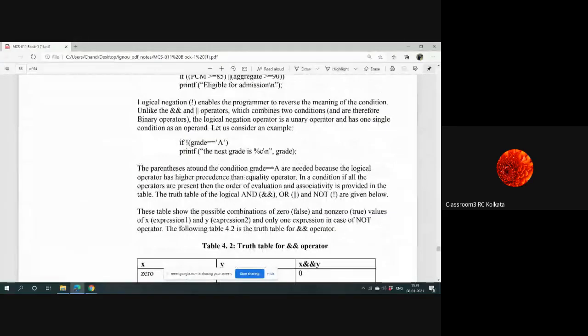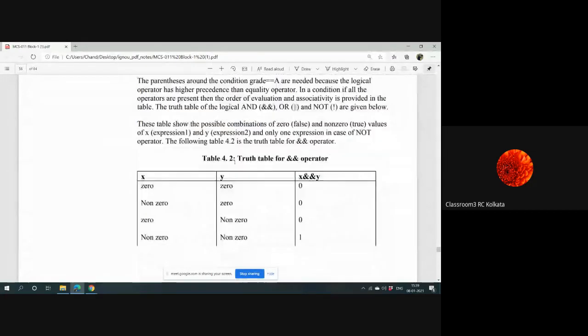Now the NOT operator enables the program to reverse the meaning of the condition. Like if not grade equal to A, print the grade. So it will print only for those where the grade is not equal to A. Not grade equal to A means grade not equal to A. So for any other grades, it will be printed. For grade A, it will not be printed. So these are all logical operators.